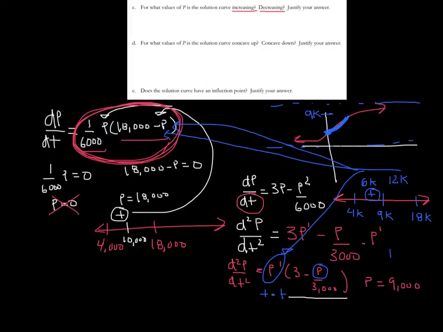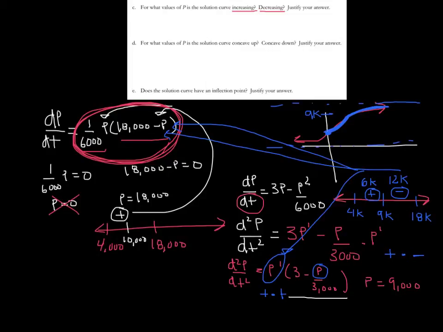So we still have a positive first derivative times 12,000 over 3,000, which is 4. 3 minus 4 is negative 1. So that's a negative number. Positive times a negative is a negative. So therefore, it is concave down from 9,000 to 18,000 population. You can see right there on the graph that it is concave down. All right? And those are the answers for part D.